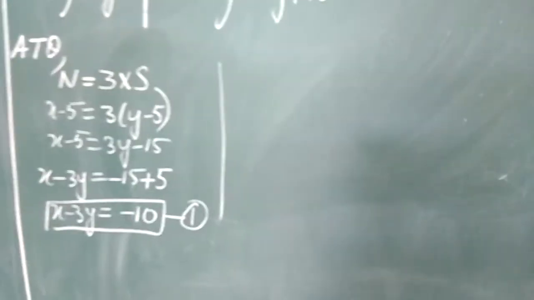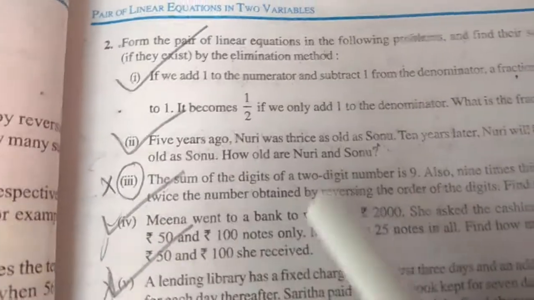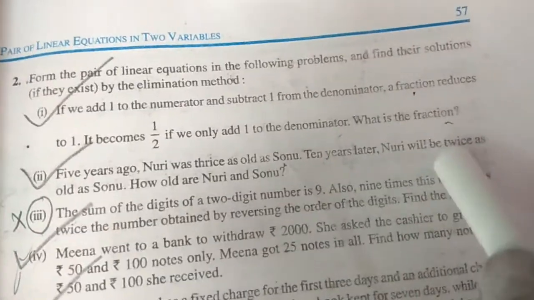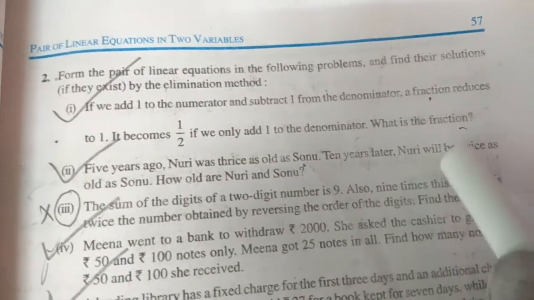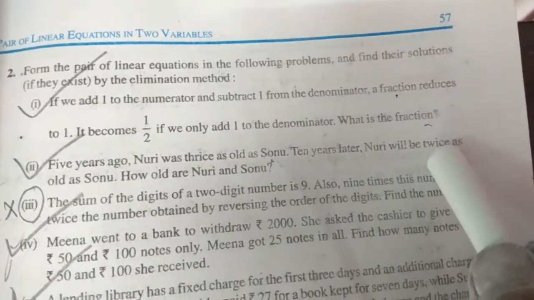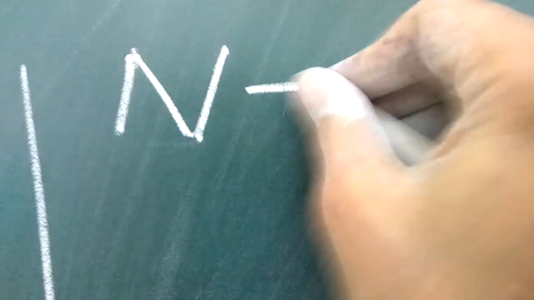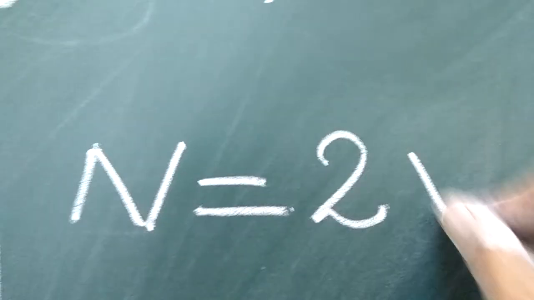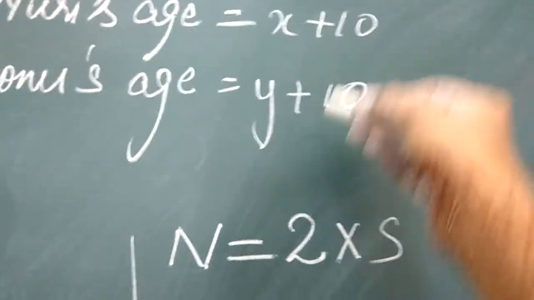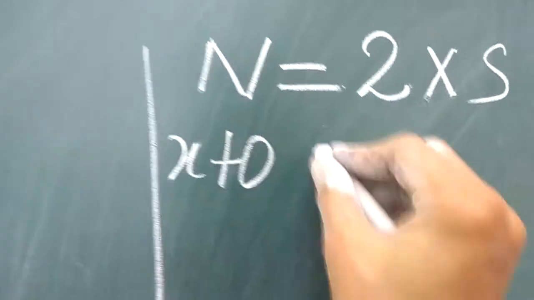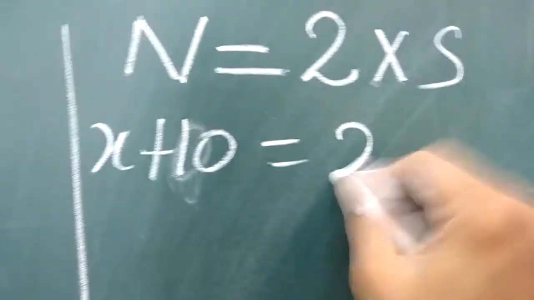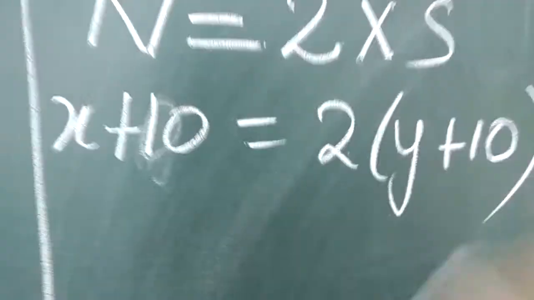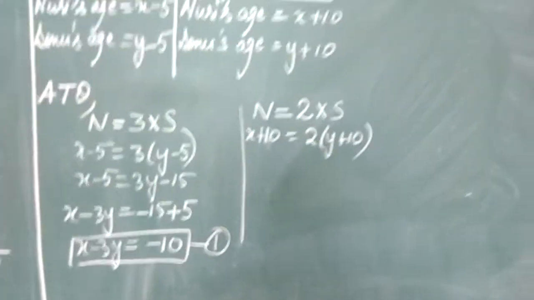Similarly, the second equation is that 10 years later, Noori will be equal to twice, means 2 times, as old as Sonu. So, Noori will be equal to twice, means 2 times, multiply the age of Sonu. This is 10 years later. So, we will put these ages. So, x plus 10 is equal to 2 into y plus 10. Now, convert them and solve them by elimination method.